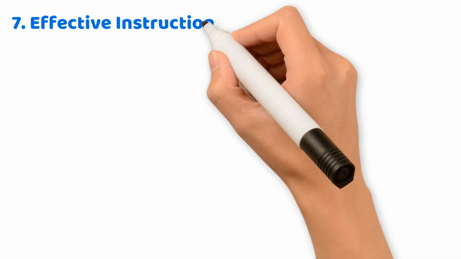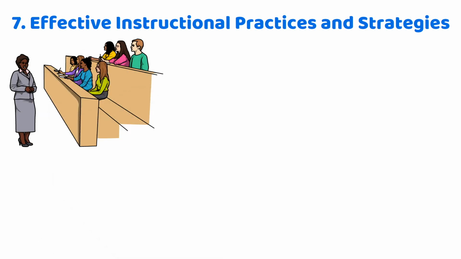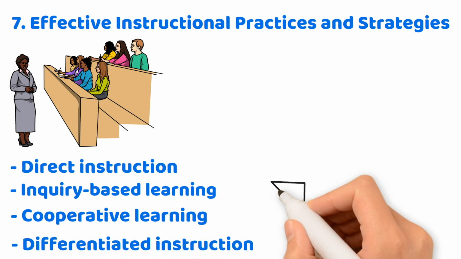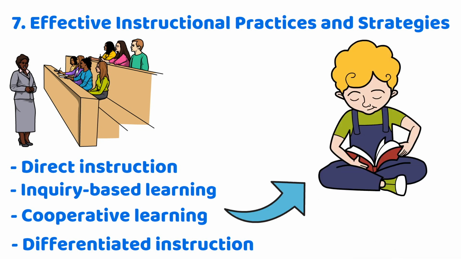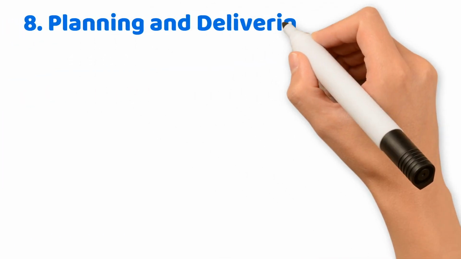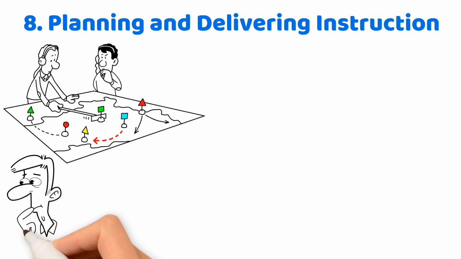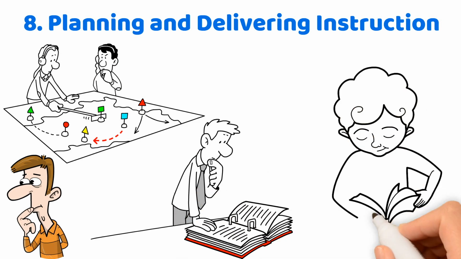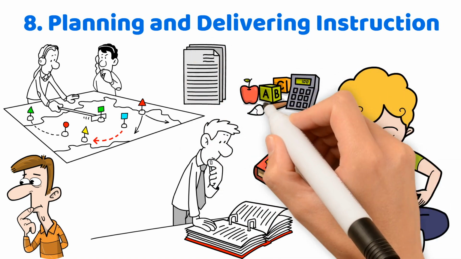7. Effective instructional practices and strategies. Effective teaching involves a variety of instructional practices and strategies. These include direct instruction, inquiry-based learning, cooperative learning, and differentiated instruction. Each strategy serves a different purpose and can be more effective depending on the learning objectives and the needs of the students. 8. Planning and delivering instruction. When planning and delivering instruction, it's essential to select appropriate instructional resources, align them with learning objectives, and ensure they are suitable for the grade level and student needs. This might include textbooks, supplementary materials, multimedia resources, and hands-on materials.